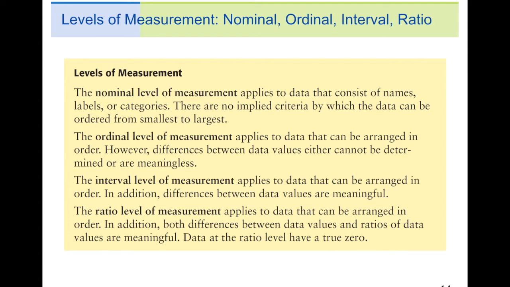The interval level of measurement is stuff that can be arranged in order, but also the differences matter. Oftentimes, it's an interval, so it's continuous. A good one is time, because if you take the difference of time, you get the number of hours or minutes or seconds or some combination thereof.